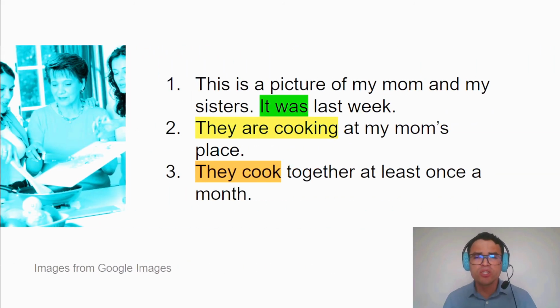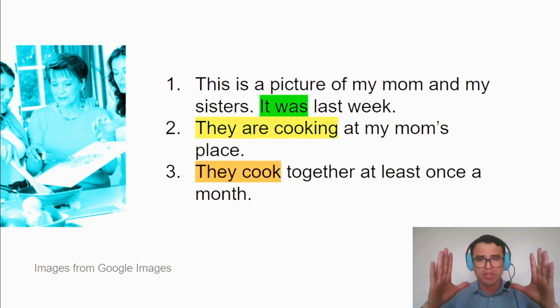Third picture. This is a picture of my mom and my sisters. It was last week. Simple past. It was. Was is the past tense of the verb to be. Correct. It's an irregular verb. That's why you're changing be into was. Number 2. They are cooking at my mom's place in the picture, of course. Present continuous. They are cooking. Subject, they, verb to be, are, verb ing, cooking. Present continuous to talk about what is happening right now.